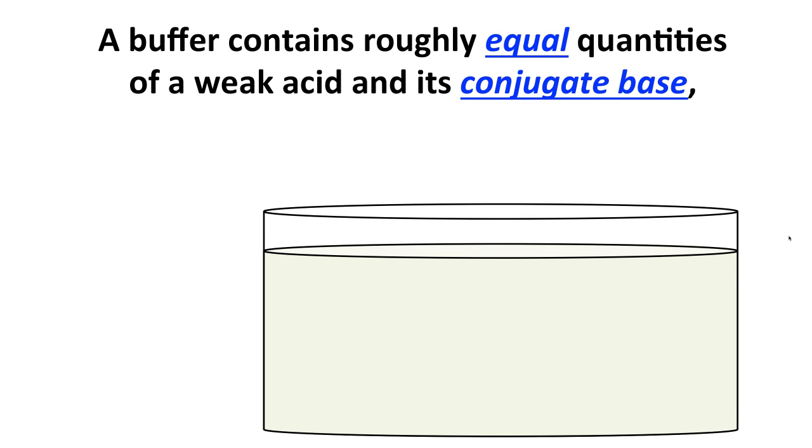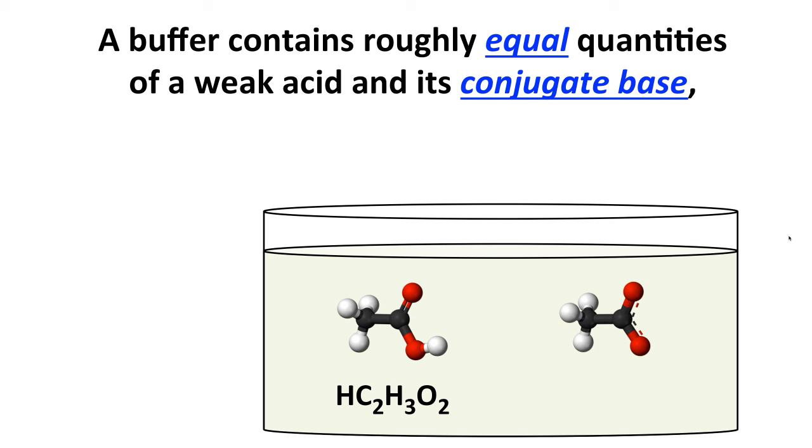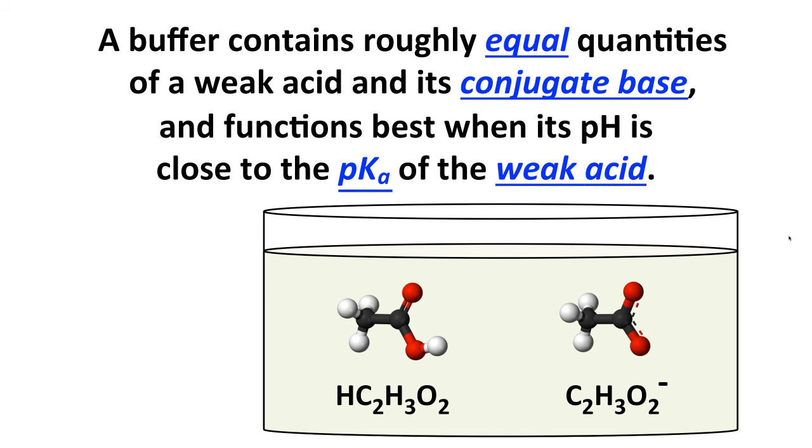Now, what makes up a buffer? Well, a buffer contains reasonably equal amounts of a weak acid and its conjugate base. For example, we could have acetic acid, the weak acid, and the conjugate base of acetic acid, the acetate ion, and that makes up a buffer. And buffers in general function best when the pH of the buffer is close to the pKa of the weak acid that's involved in the buffer.